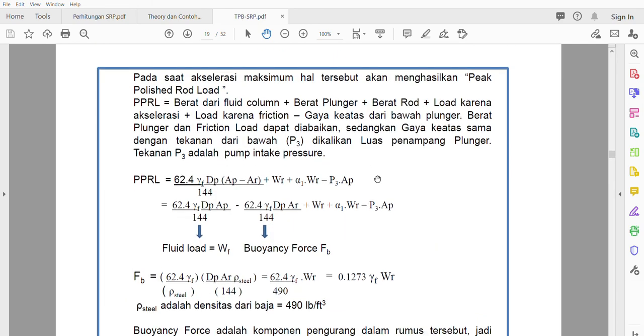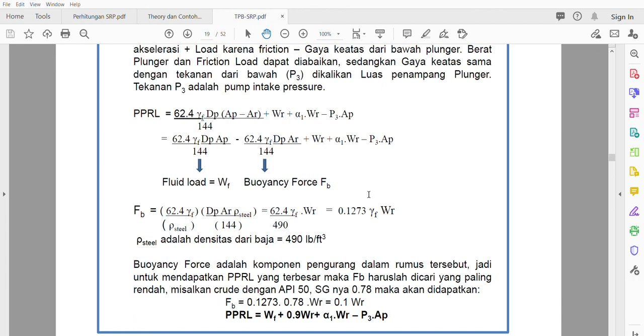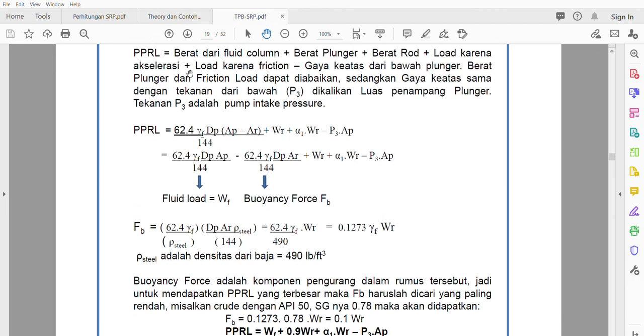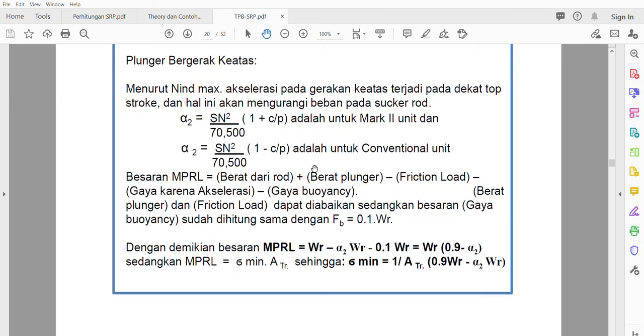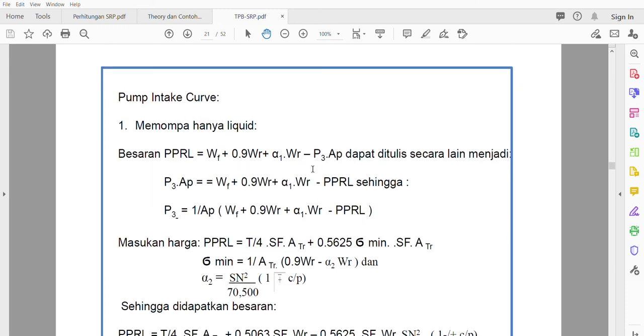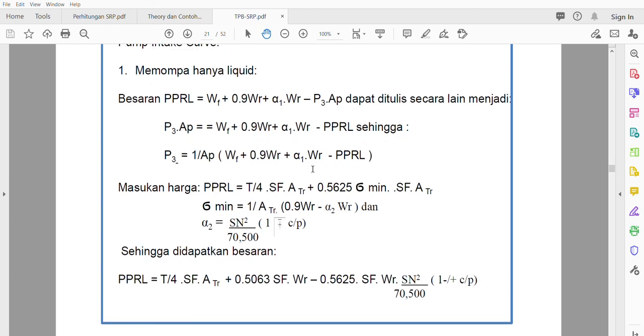And so we see the load on the polished rod. So this is the polished rod load, which please read everything in here, because if I read one by one, you can see it here. I will also repeat it in this theory and example. And then if we consider everything, we end up with two types of equation. We'll talk about it later.